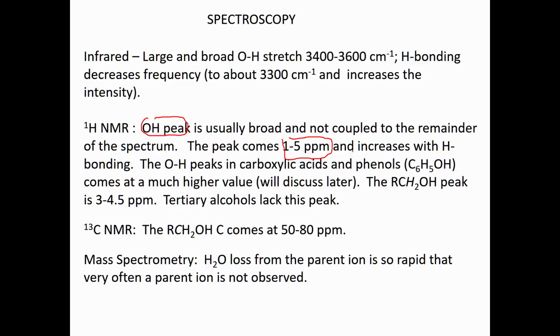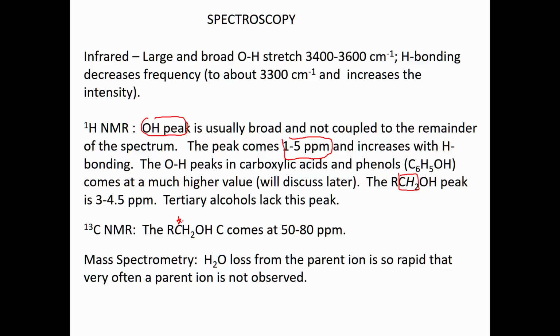All right. The OH peaks in carboxylic acids and phenols actually come at a higher value, and we'll discuss those later. Okay, the other distinctive feature of an alcohol, this is a little bit more reliable, is that the hydrogen that's on the same carbon as the oxygen is going to be in a much higher region at 3 to 4.5 ppm, and tertiary alcohols, of course, don't have a hydrogen there, so they would lack this peak. Okay, in the C13 NMR, the most distinctive feature is of course this carbon right here, because oxygen is electronegative.